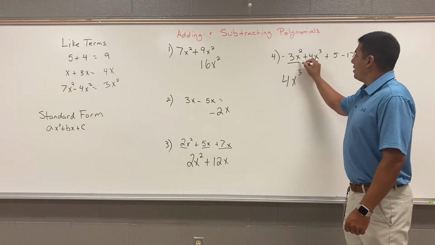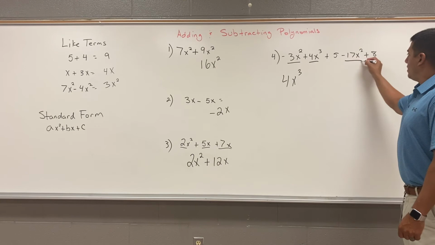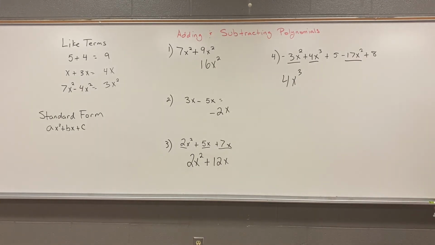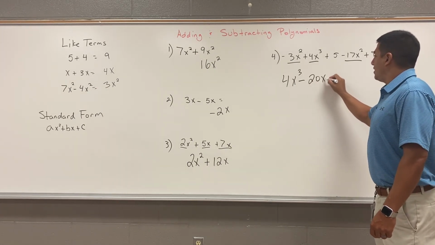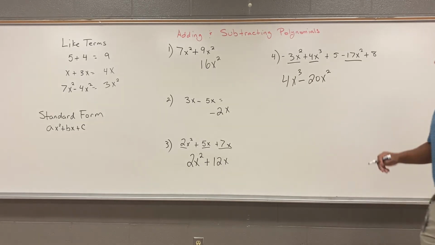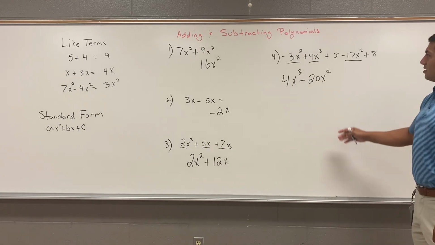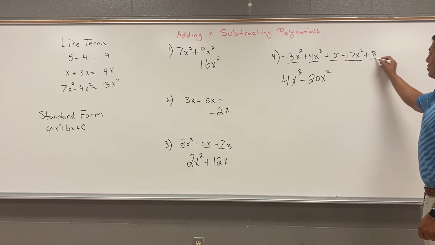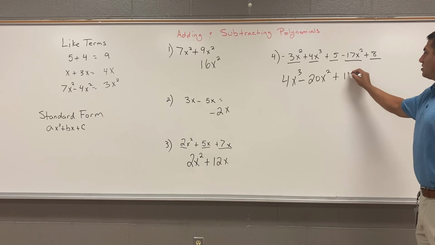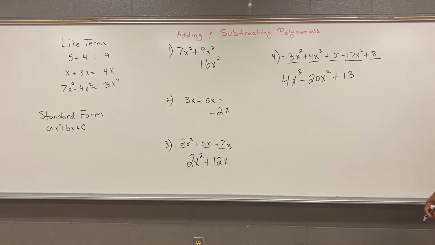Now moving down, we check to see if there's any x to the second power terms, and notice we have a negative 3x squared and negative 17x squared. Those two can combine because they're both x squareds, giving us a negative 20x squared. Negative 3 minus 17 more gives us negative 20. And then we look for x to the first power. There's not any x to the first power, so we can move down to just a constant. And then we have 5 plus 8 gives us a positive 13.